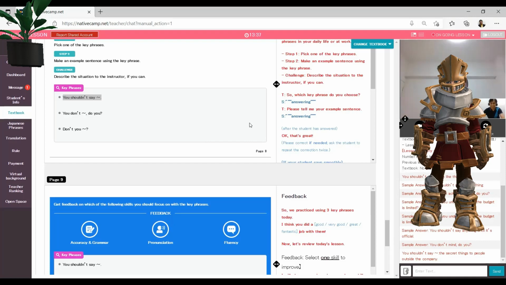Okay, so how about the second key phrase? Okay, please. You don't, do you? All right, please make an example sentence for this one. This key phrase: You don't, blank, do you?